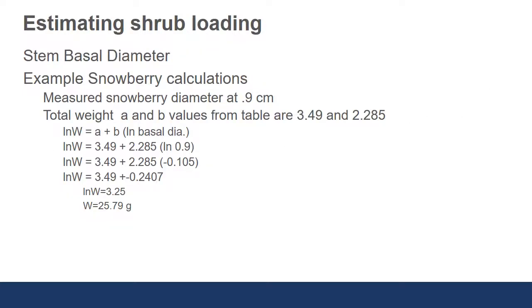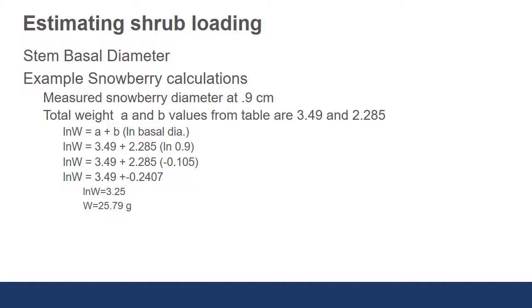Here's an example for snowberry. Assume we measured a snowberry bush which has a diameter of 0.9 centimeters. First, notice that the diameter is in the range of those sampled in the Brown paper, from the table on the previous page. Now we can look up the A and B parameters in the table. We see that these values for snowberry are 3.49 and 2.285. Let's start by writing out the full equation and substituting in the A and B values. We then work through the mathematics and get a final value of 25.79 grams.